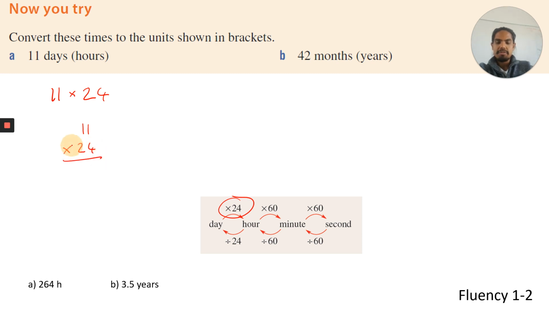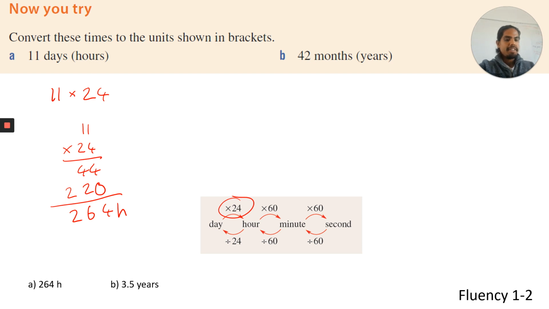Right, 4 times 1 is 4. 4 times 1 again is 4. We add a 0 as we move to the next column. 2 times 1 is 2. 2 times 1 is 2. Add these up. 4, 6, and 2 to give us 264 hours. Make sure to put your units at the end. It is very important for these questions.